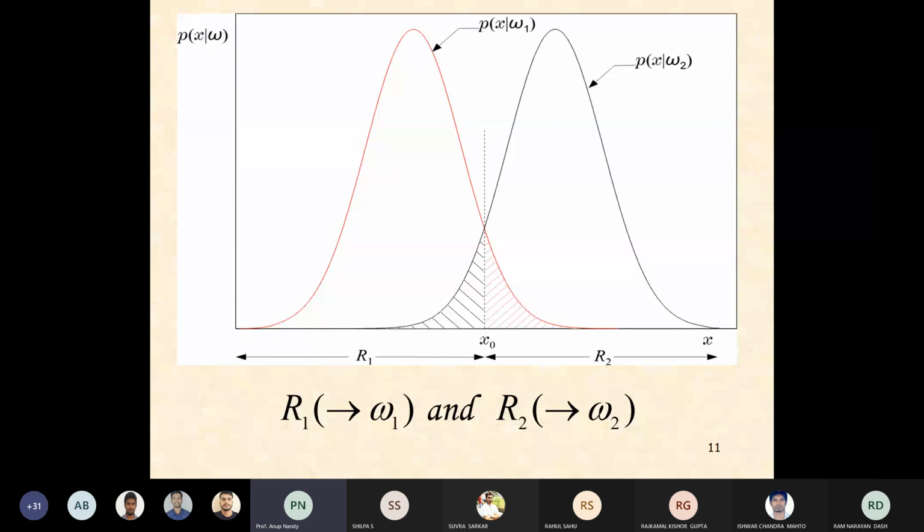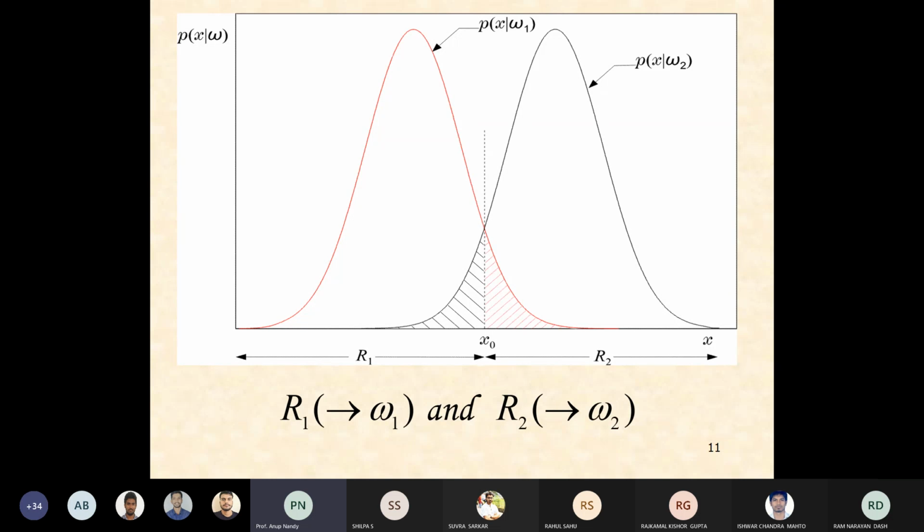Whenever some errors are incurred, you need to attach some kind of penalty. This penalty term will come, and it can be captured in the form of the loss matrix. You first need to understand that this classification error probability is not always the best criterion to be adopted for minimization. In general, it is a thumb rule.